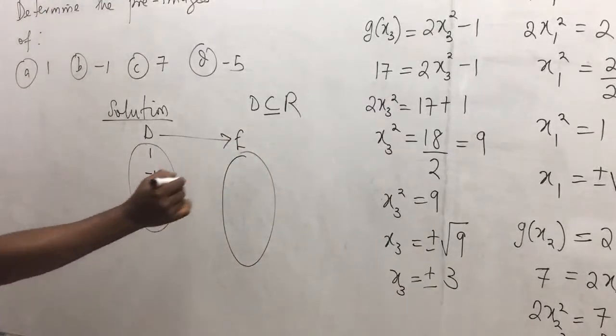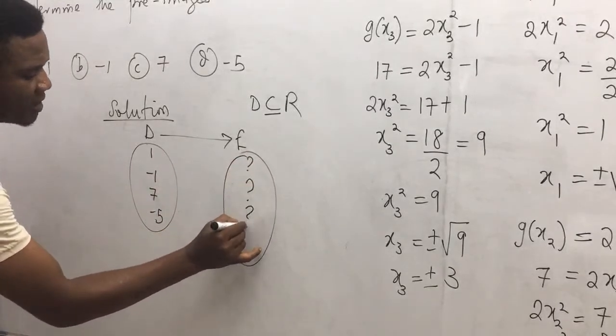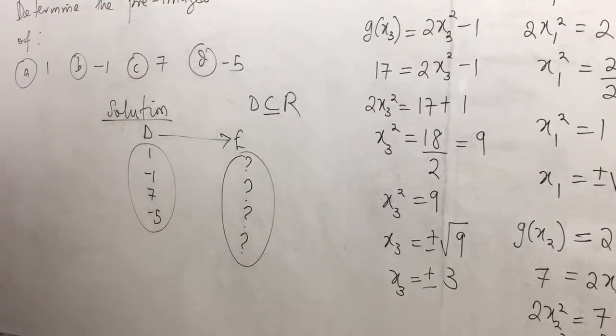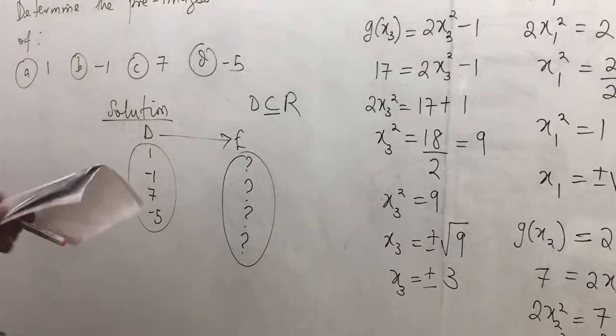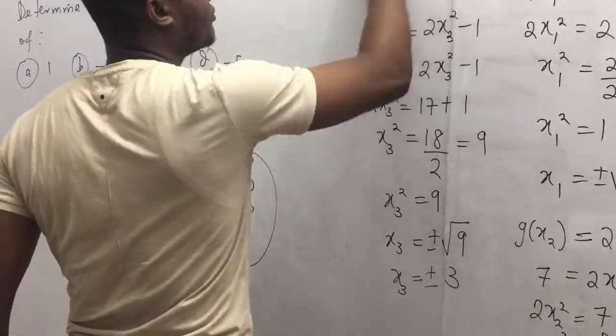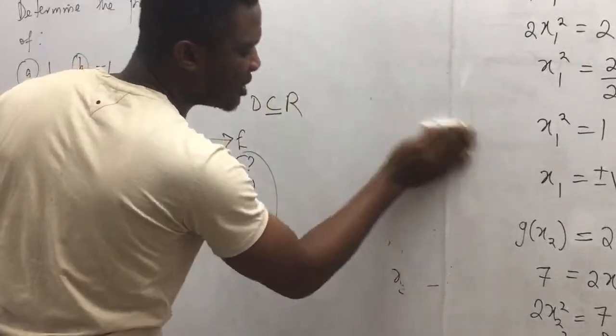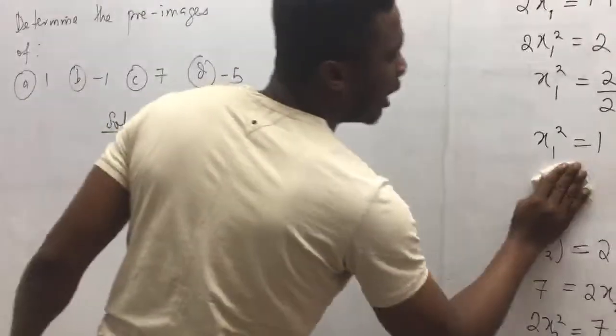Now, they want to know what this will be, what the next one will be, what the next image will be, and what the next image will be. So there are 4 question marks there. So what are we going to do, guys? We are going to do the following. So I'm going to wipe this off, and let's do the following quickly without waste of time.